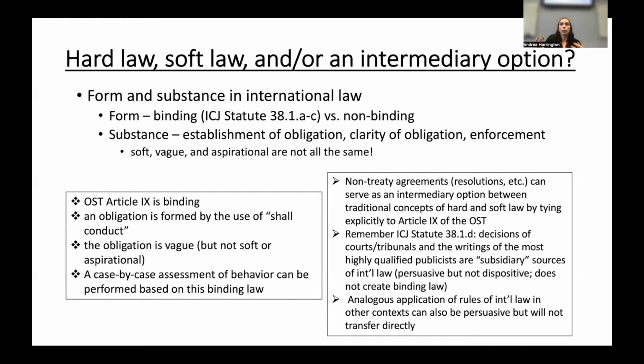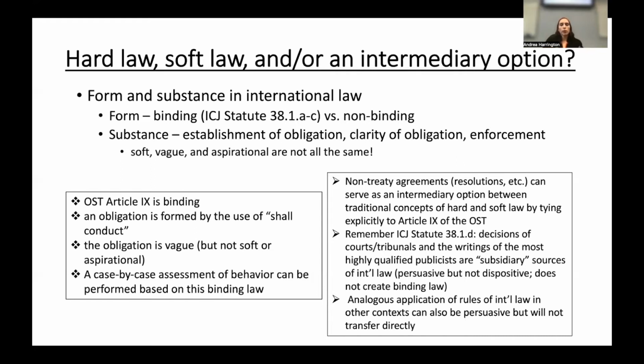So even though the words due regard may be somewhat vague and may not articulate a very clear rule in and of itself as a phrase, it's not just aspirational and it's not soft. It is a binding rule for states that are party to the Outer Space Treaty. And it's also binding if that's considered to be part of the customary international law that has crystallized from the Outer Space Treaty, or from the Principles Declaration that predated the Outer Space Treaty.